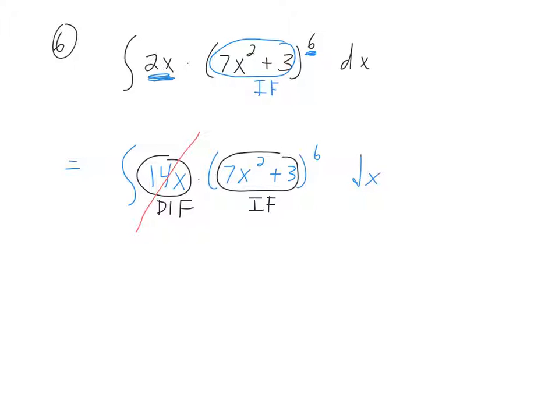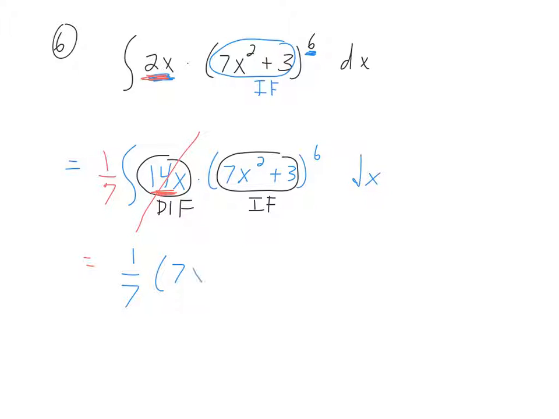But hang on, we've got to figure out what we need to do to balance this out, because I just changed this problem. We went from having a 2x in it to a 14x. Well, I can't do that without balancing it out. So what would I have to do to that 14 to turn it back into a 2? Well, I'd have to divide it by 7 or multiply by 1 over 7, right? So if we multiply those together, the net result would be 2x.